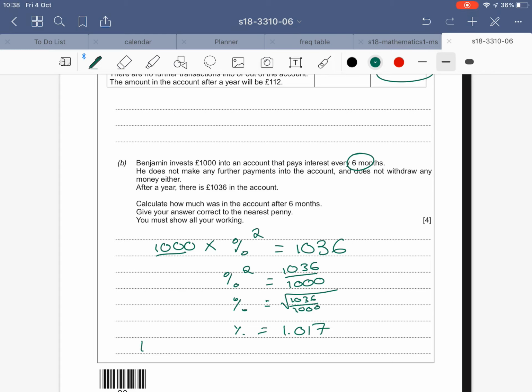So all you need to do is do 1,000 times that answer, 1.017, not to the power of 2 because you only want it once, and obviously you get £1,017. I think you do get 84 pence as well. I didn't include that in my decimals, but you do.